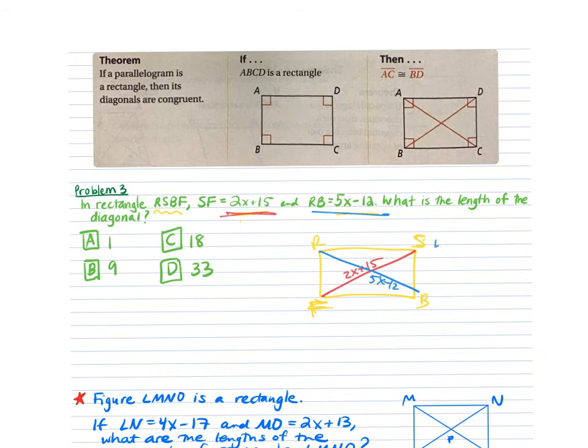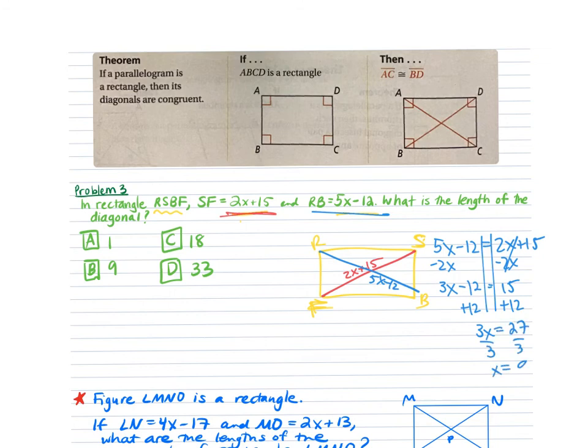We know that they are congruent because they are a rectangle, so we set them equal to each other. And then we solve. Subtract 2x from both sides. We get 3x minus 12 equals 15. And then add 12 to both sides. We get 3x equals 27. And then divide by 3. You get x equals 9.